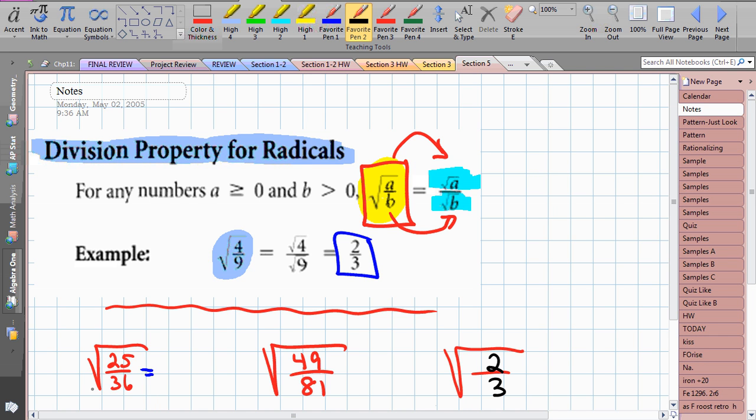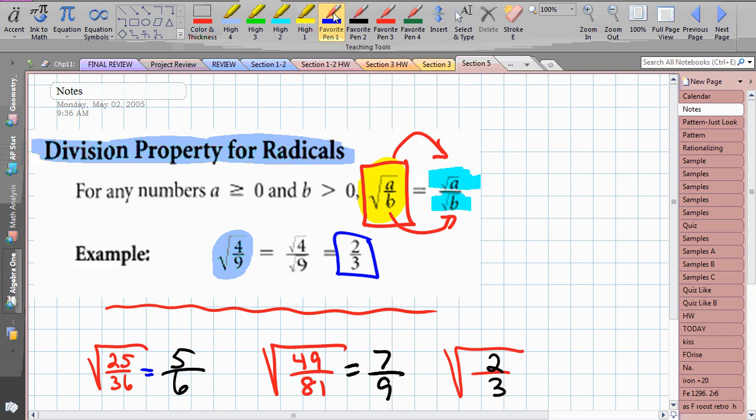In this next example here, we have the square root of 25, which is 5, and the square root of 36, which is 6. That one looks really good. That's done. That's simplified. This one is the square root of 49, which is 7, divided by the square root of 81, which is 9. Well, that one looks good too.